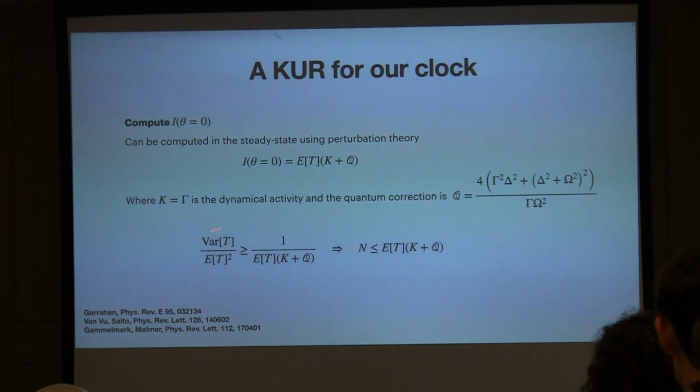So you plug all this back into the Cramér-Rao bound, and you get this expression here, which you just flip over, and you get a bound on the precision in terms of the Fisher information, or the kinetic uncertainty relation.